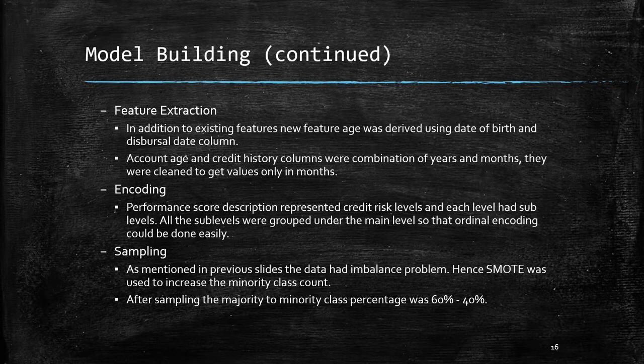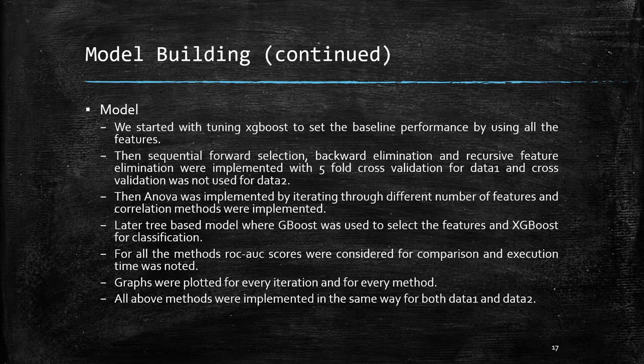As part of feature extraction, we have combined two different columns to get the age of the customer, and also we have cleaned two particular columns which had data of year and month, and we have made it only in months. Coming to encoding, we have one column which is credit score description. We have used one-hot encoding to convert it from categorical to numerical. As part of sampling, as I mentioned, there was imbalance in the data. We have used SMOTE to increase the minority class count. After sampling, the majority to minority class percentage was 60 to 40%.